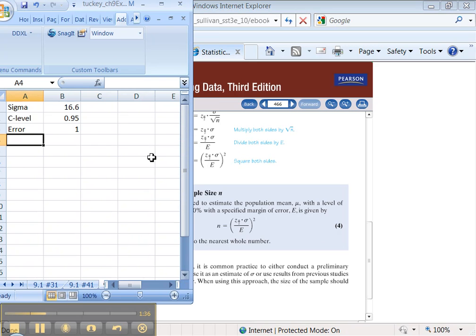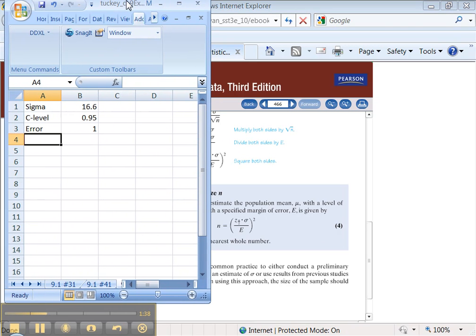Cool. Let's see here. We are going to need Z alpha over 2. We know sigma. We know error. Error is right here. Sigma is right here. We are going to have to find Z alpha over 2. Well, it's the same calculation we've been doing. I know it's a little weird, so I'm going to do it again. You first take 1 minus the confidence level. That's your alpha. Then you take alpha and divide it in half.